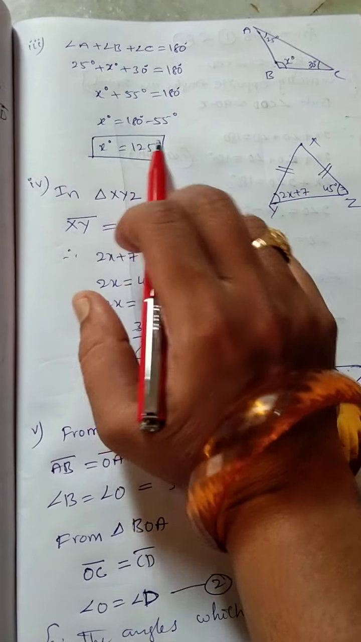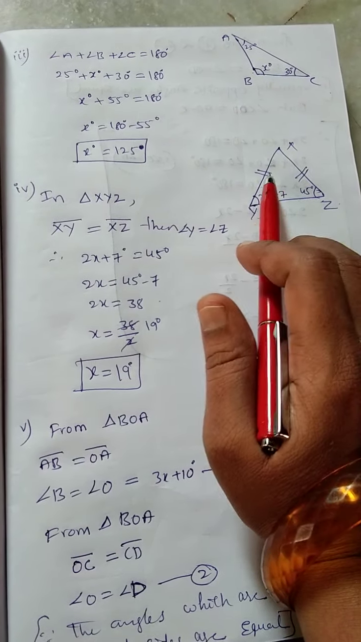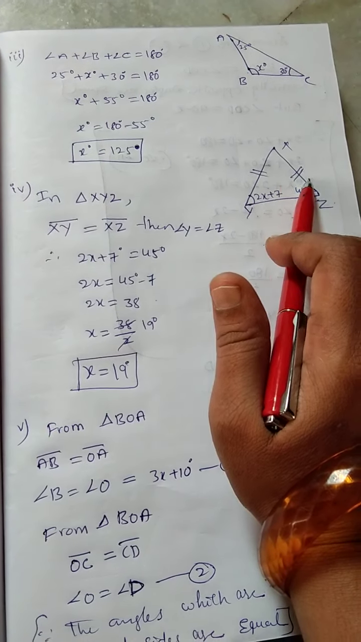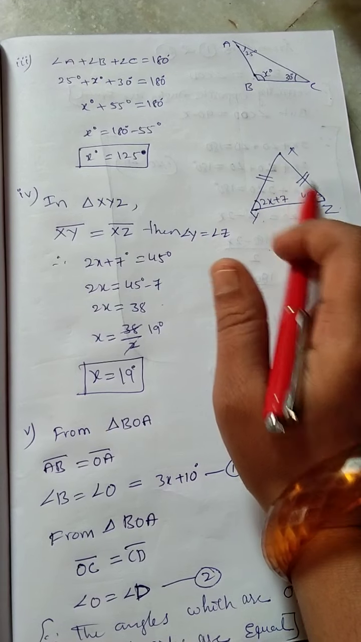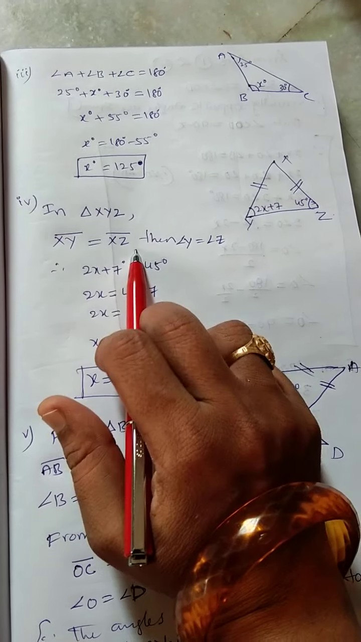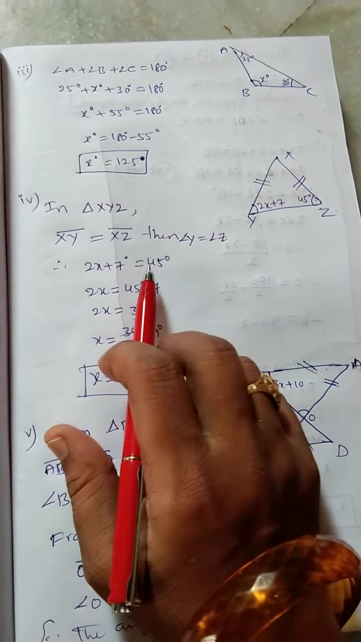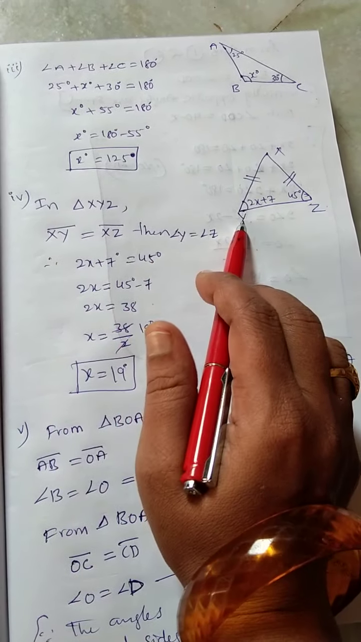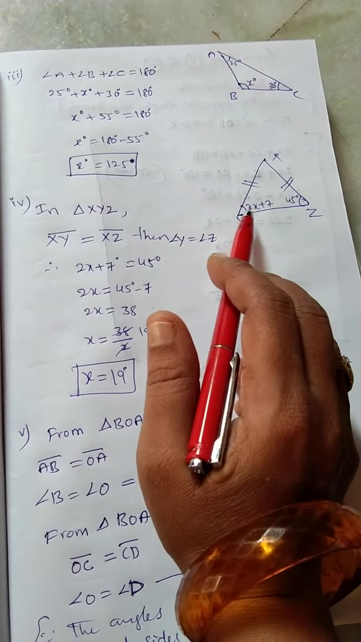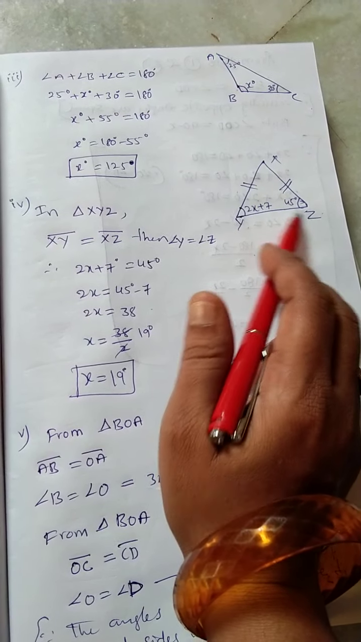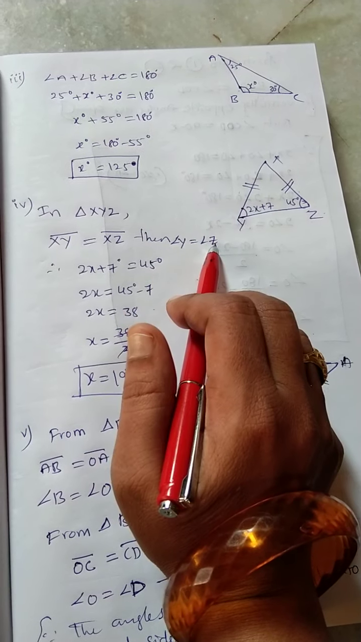x is 125. Now the fourth bit. Triangle XYZ is given. In this triangle two sides are equal: XY and XZ. So we can call this an isosceles triangle. Why? Because two sides are equal in the triangle. If these two sides are equal, then the angles opposite to those two sides are equal. So angle Y is equal to angle Z.